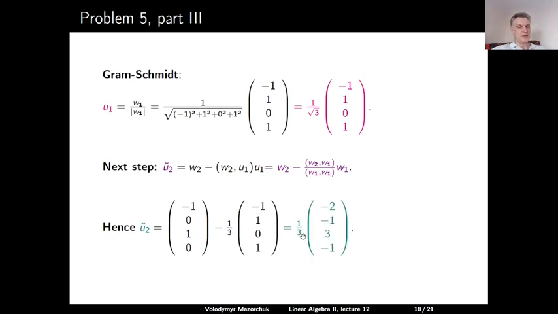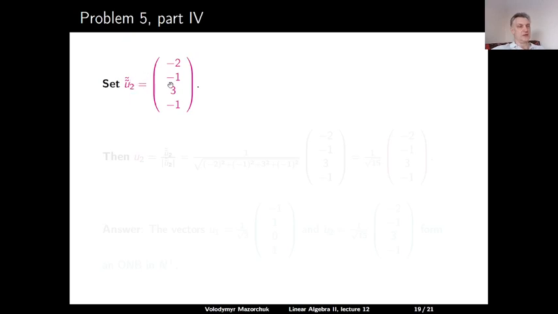So we will get 1 divided by 3 as a coefficient. Minus 3 plus 1 is minus 2. 0 minus 1 is minus 1. 3 minus 0 is 3. And 0 minus 1 is minus 1. So we take as u2 tilde the vector without the coefficient, (minus 2, minus 1, 3, minus 1).